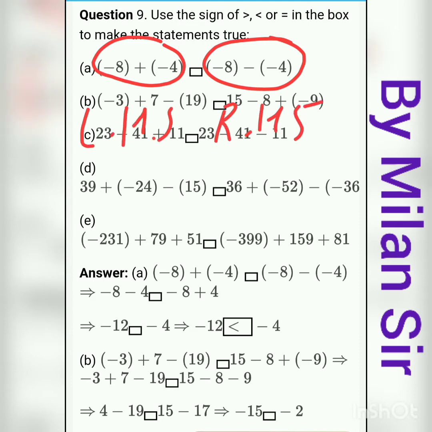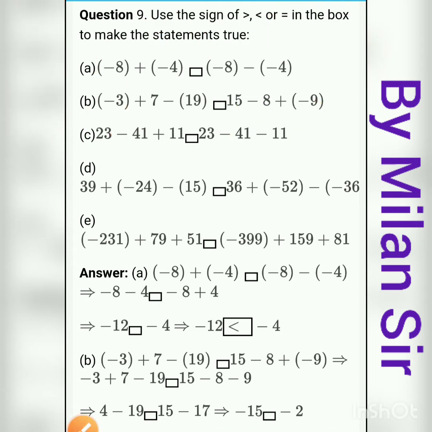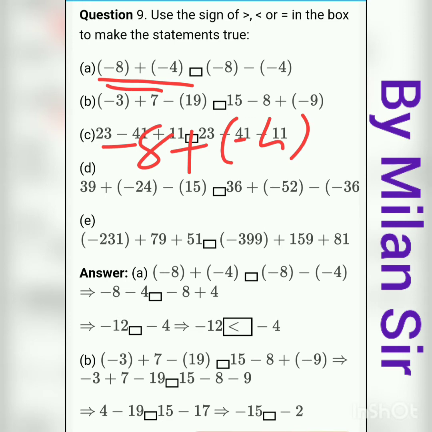With respect to this box, this is the left hand side, this is the right hand side. First of all, we need to find the separate answers of the left hand side and right hand side. After that, we can decide which side is greater, and then we can put the less than, greater than, or is equal to sign. So we need to solve the left hand side and right hand side separately. Let's start with question number 1. Now in question number 1, in the left hand side we have minus 8 plus minus 4.